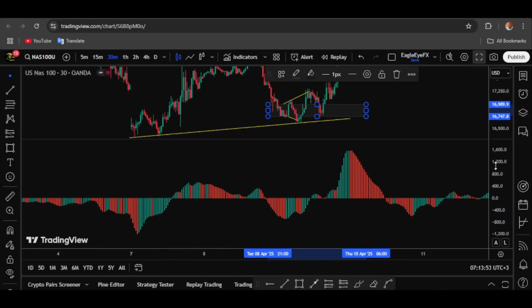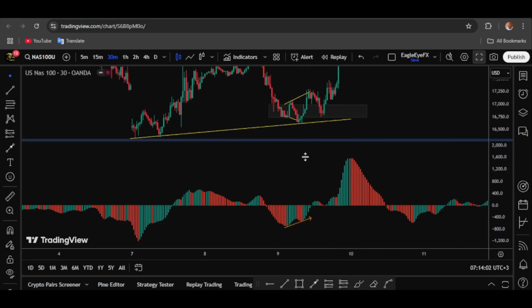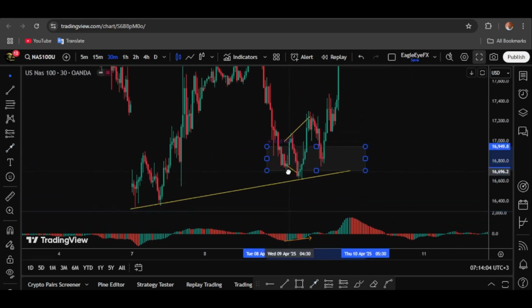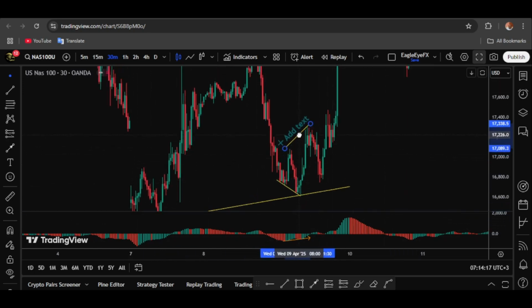That's a very clear divergence. Look at that. The awesome oscillator was giving us higher lows, while the market was giving us lower lows. And you can see it actually did align with this supporting trend line.